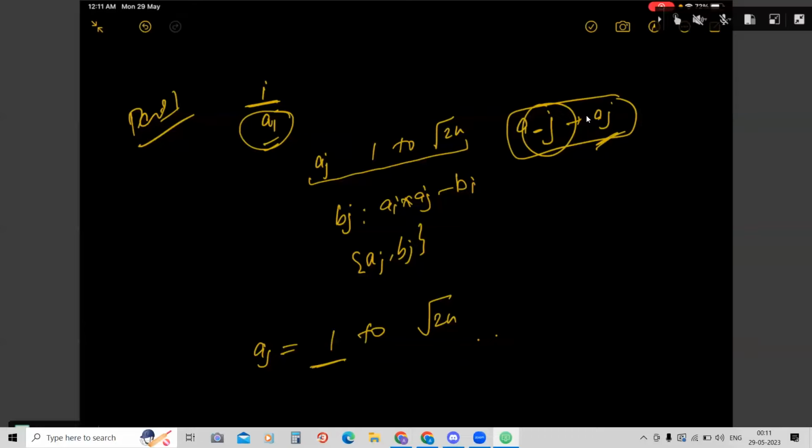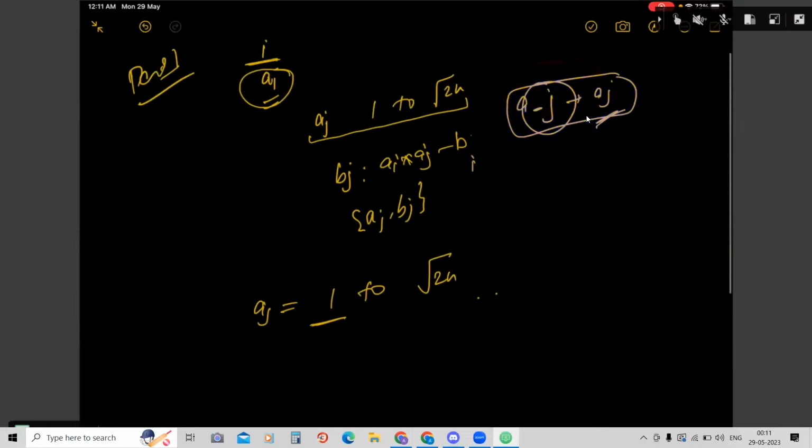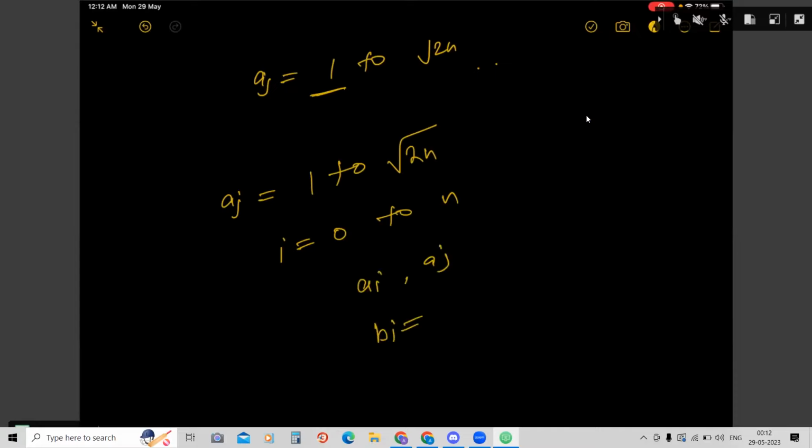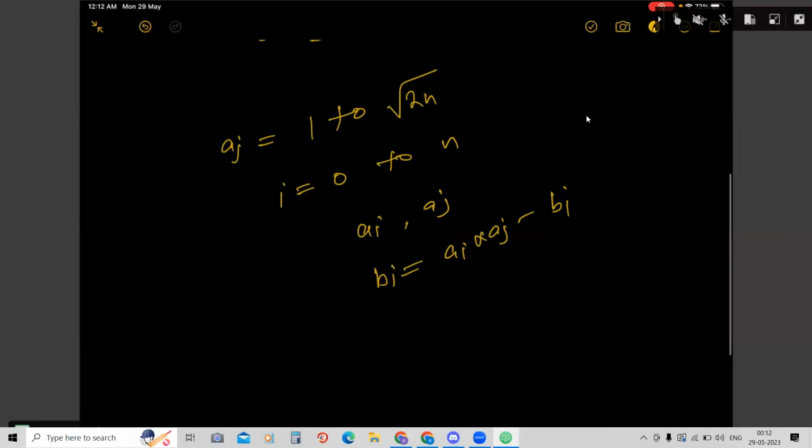So in the second optimization, we are not running a loop over I first, we are running a loop over AJ first. The outermost loop is over AJ, so AJ will run over 1 to square root of 2n, right? Then we are running a loop for I equal to 0 to n. So now AI is fixed, AJ is fixed, so BJ will be nothing but AI into AJ minus BI. So you will try to add how many AJ and BJ are occurring in your array, right?